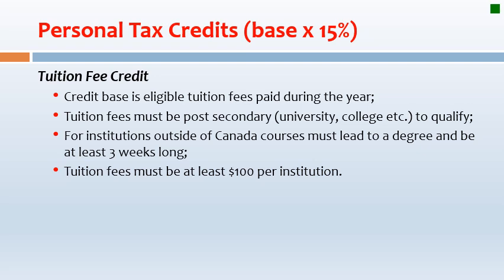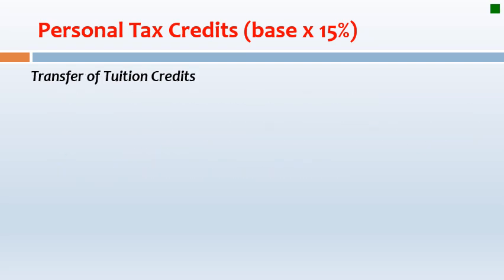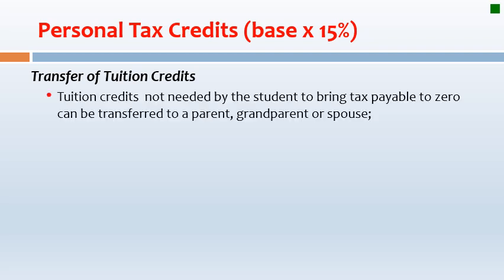So again, this is a very common credit for younger people when they're in university, when they're paying for their school, or even if their parents pay for their schooling. The credit goes to them, and then the credits can potentially be transferred. So we'll talk about the transfer very shortly. Again, this is a dollar for dollar credit, and that generates the base, and then the base is multiplied by 15%.